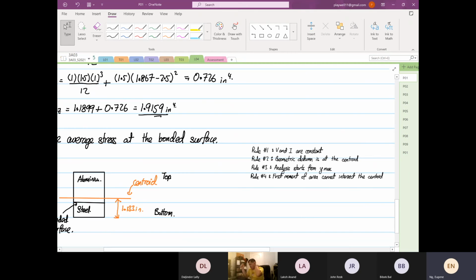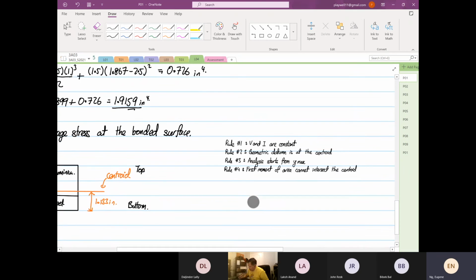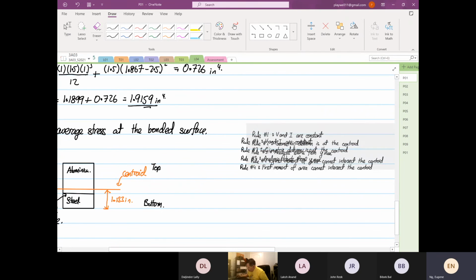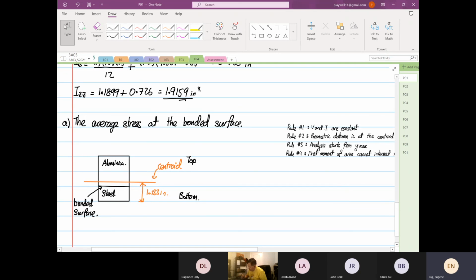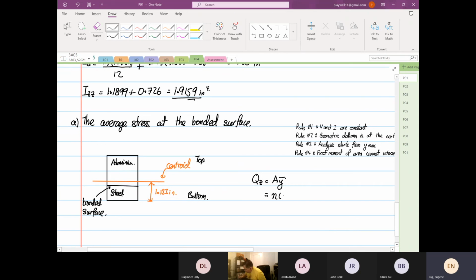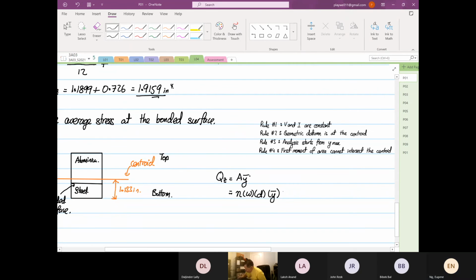Okay, so now you can see our rules. We're going to analyze from the bottom, right? Why do we analyze from the bottom? Because the bonded surface is at the bottom. So we're going to find QZ is equal to A y bar. Now, because our reference material is steel, we can just rely on steel. So it's N, width multiplied by depth multiplied by y bar. All right, so our N is 1, right? Width is 1.5.